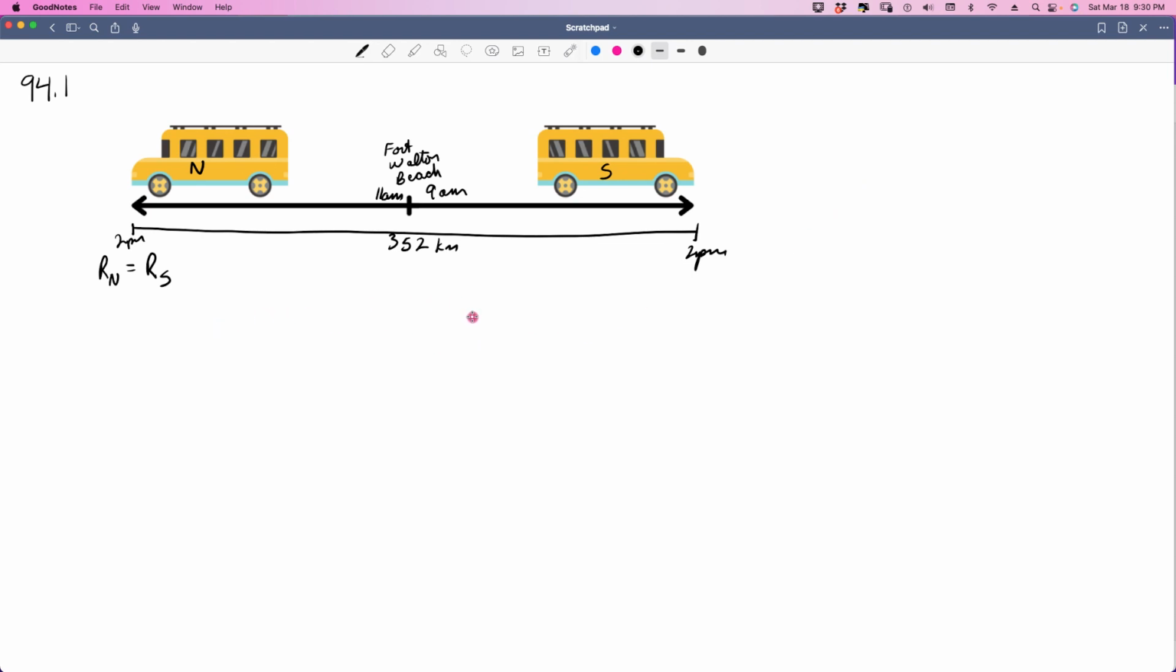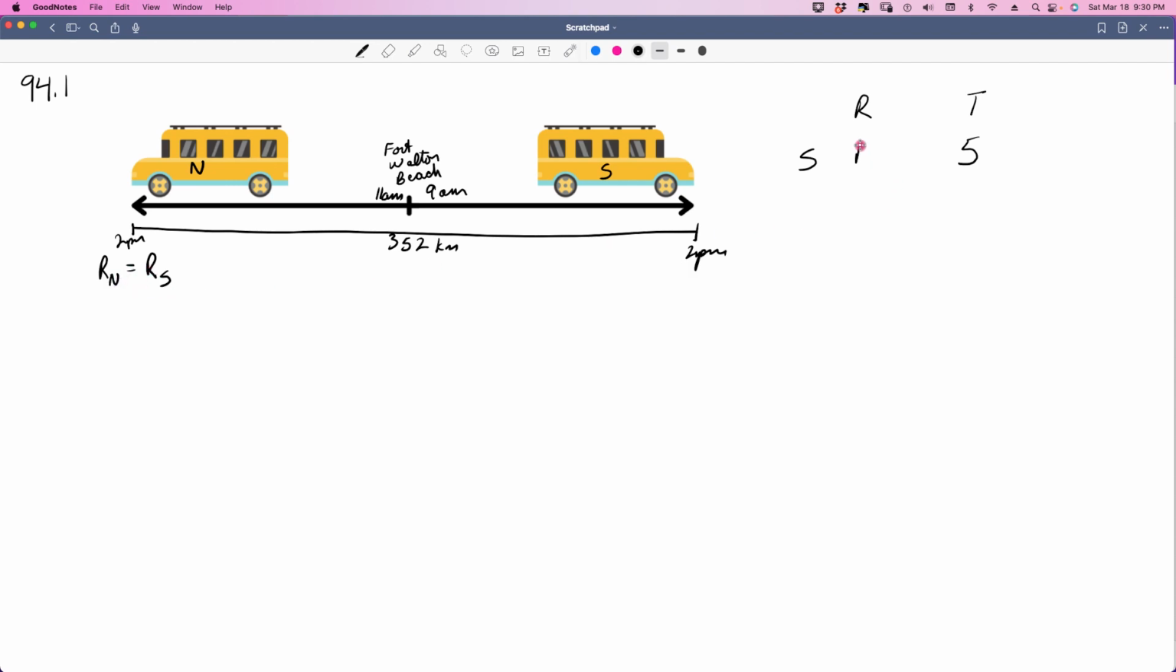So we can create our own little chart based on this sketch. We have the rate and the time. We have the southbound bus. The southbound bus left at 9 a.m. and he traveled until 2 p.m. From 9 until 2, that's 5 hours. We don't know what the rate is, but we know the time is 5 hours. The rate of the southbound bus is unknown.